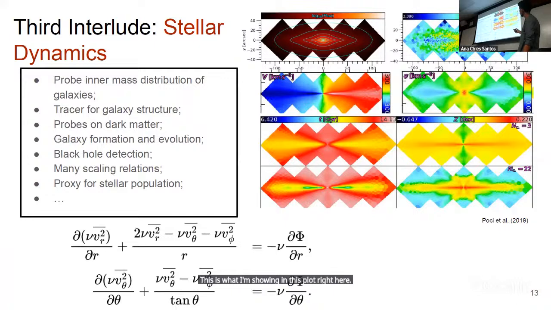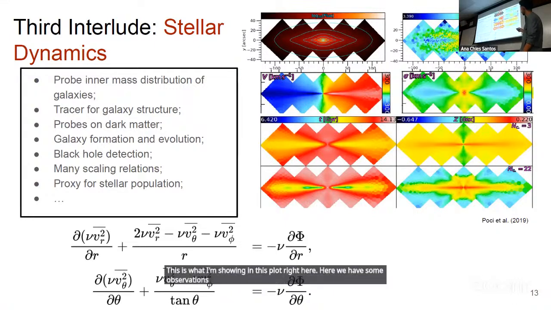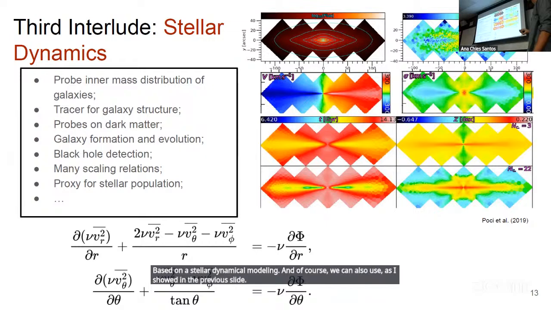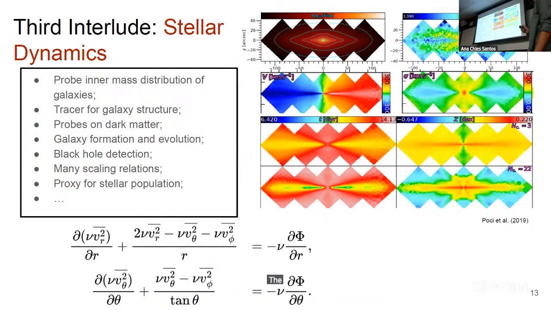Here we have some observations. This is the velocity field, velocity and velocity dispersion. And here we have some stellar properties like age and metallicity based on stellar dynamical modeling. And of course, we can also use, as I showed in the previous slide, the stellar dynamics modeling to spot black holes.